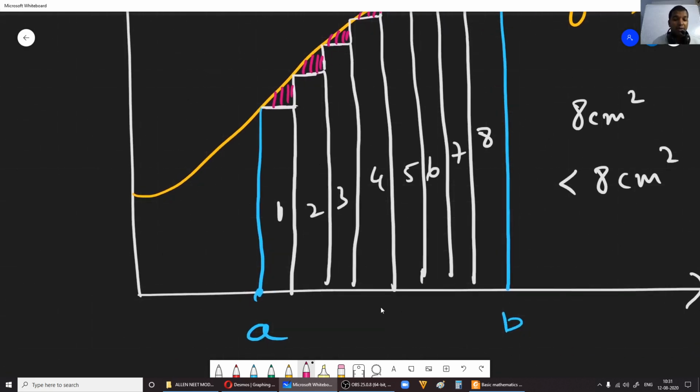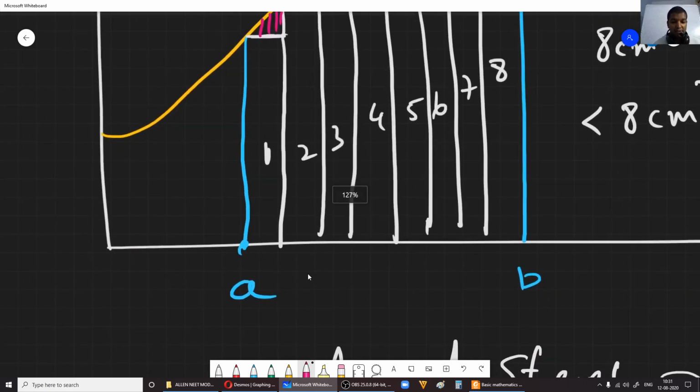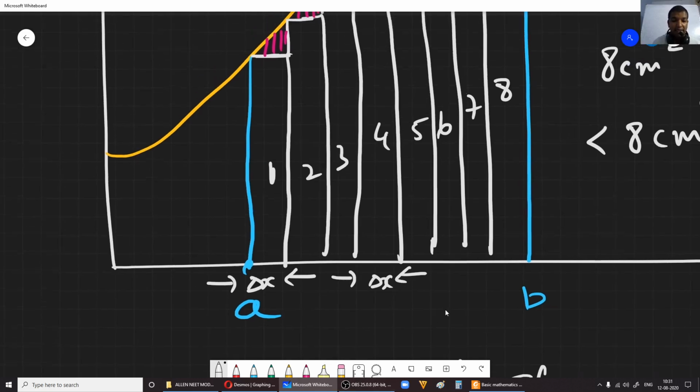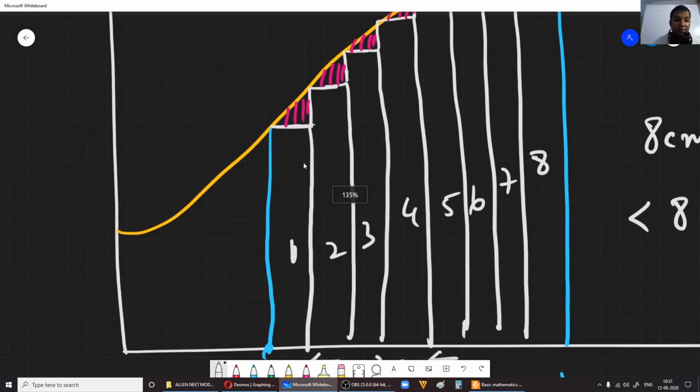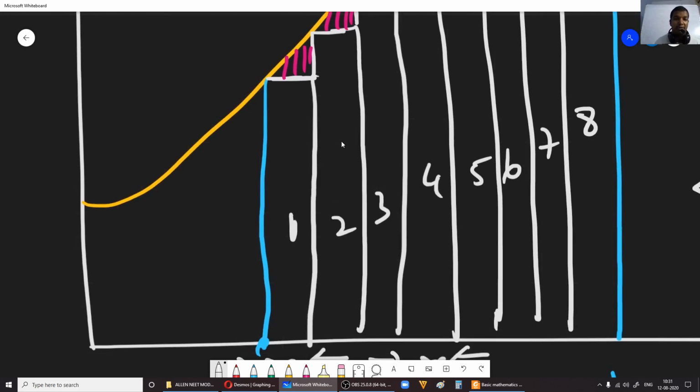Now coming to the width of the strip, we will consider it to be delta x. Each and every strip from strip number 1 to strip number 8 has the equal thickness, or equal width, delta x, which looks like the breadth of the rectangle. So all of them have delta x. This strip 1 looks like a rectangle. It's just that the length is long, the breadth is less, and the breadth is delta x.